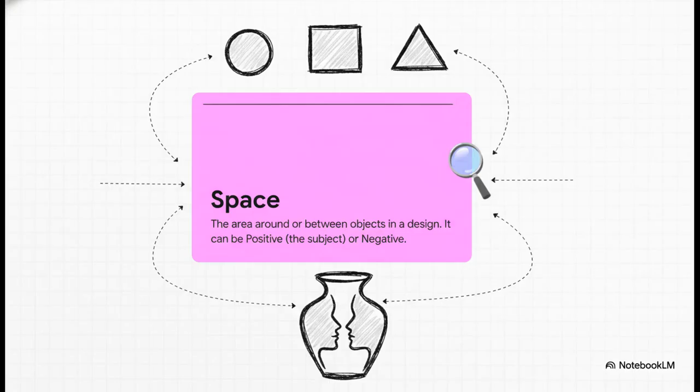And finally, our eighth element, space. Now, this is a huge one that often gets overlooked. Space isn't just empty background. It's an active part of any design. It's all the area around and between your main subjects. We call the subject itself positive space, and all that area around it negative space.